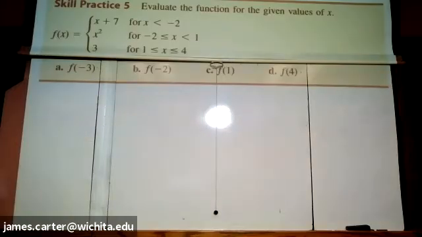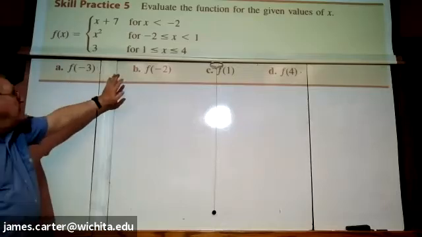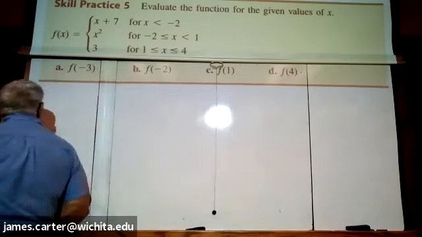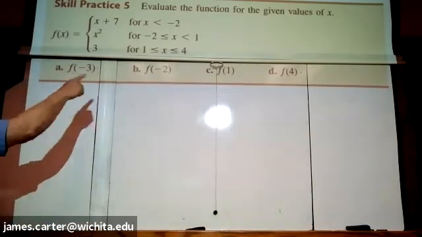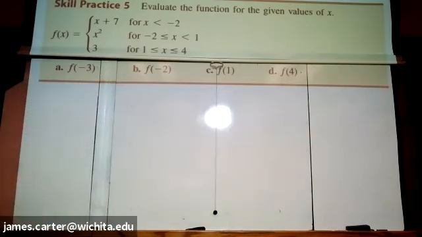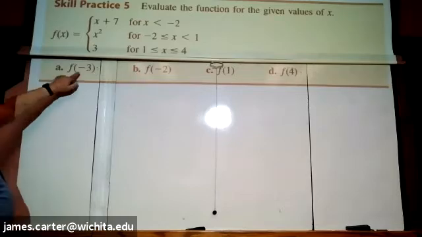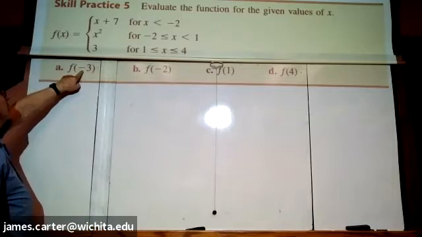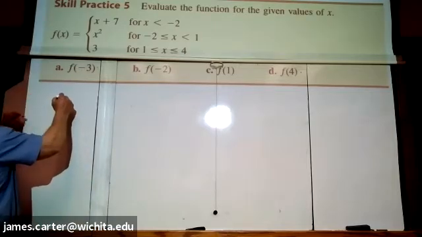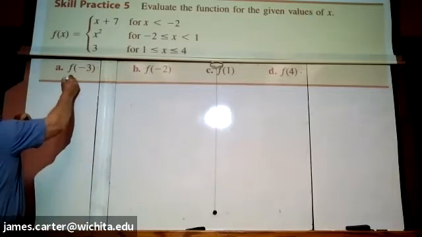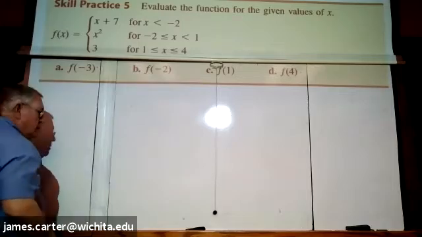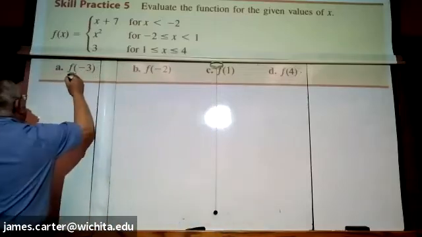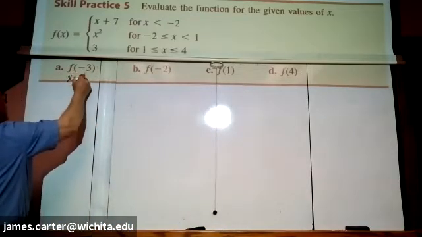Okay, here's another one. Well, we've got this set of answers. If we don't want to try out all 3 of those for each of these answers, then we'll do an analysis. Which ones will this work with? X is less than -2. Well, -3 is less than -2. Okay, so x plus 7 will work with this one.